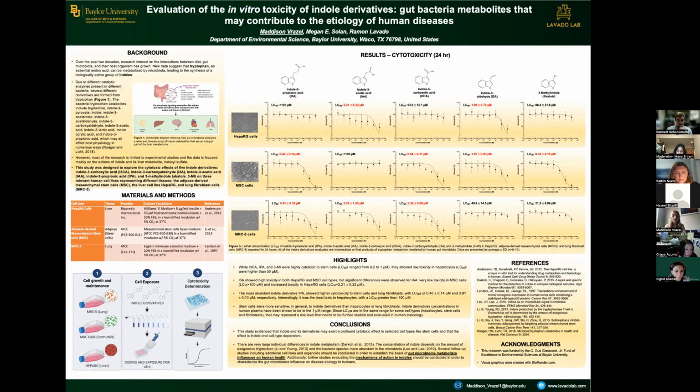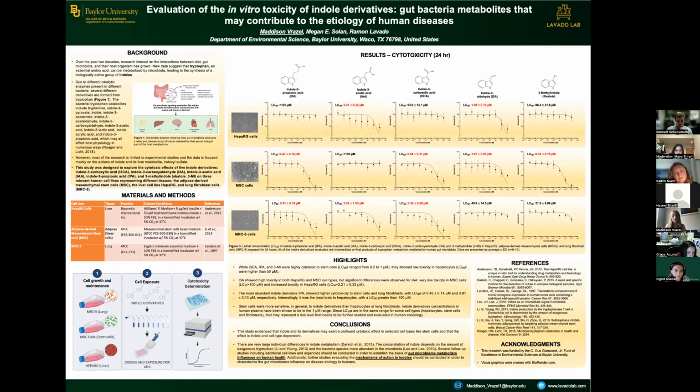IPA showed LC50s of 0.4 plus or minus 0.14 micromolar in MSC and 0.91 plus or minus 0.1 micromolar in MRC5. But interestingly, IPA presented no toxic effects in HepRG with LC50s above 100 micromolar. Overall, stem cells appeared to be the most sensitive to the indole derivatives compared to liver and lung fibroblast cells.